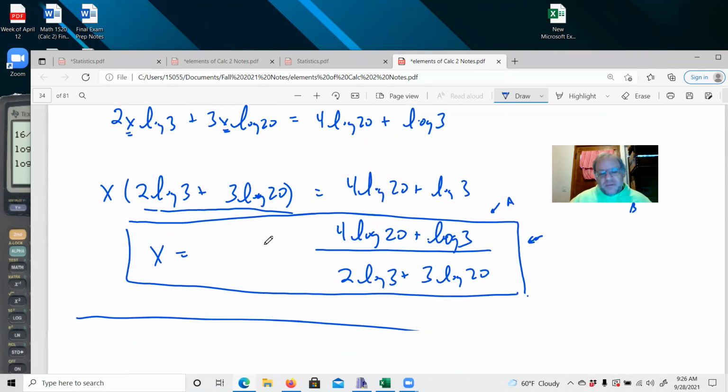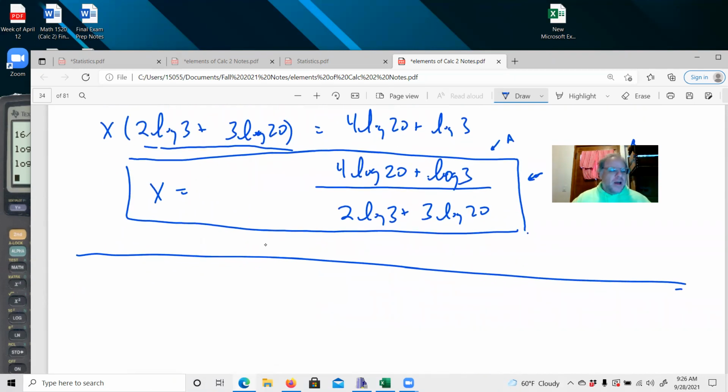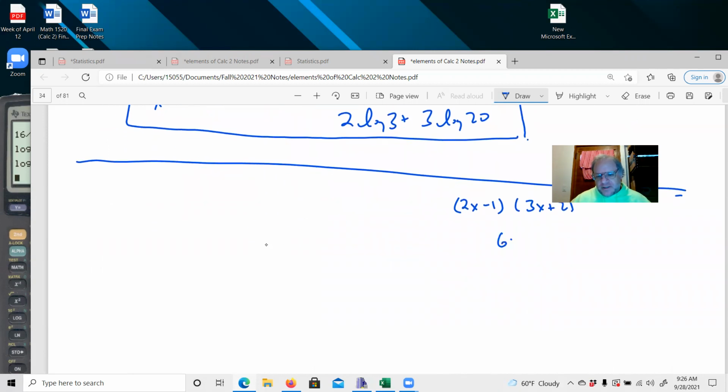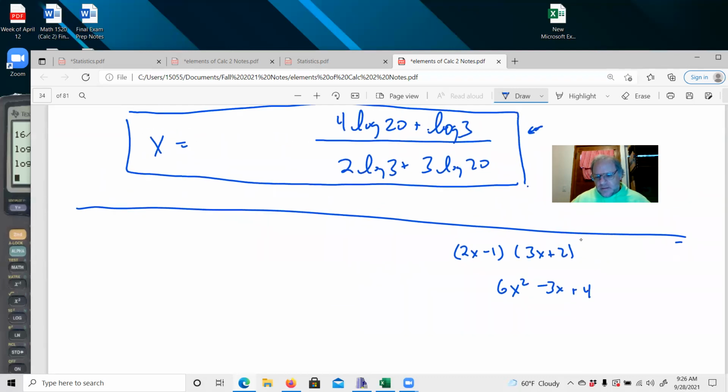All right, that's one flavor. What's the other flavor? Let's see here. Come up with a nice problem here. Pretend you didn't see this. This is 2x minus 1, and we'll do a 3x plus 2. So what do we have here? We have 6x squared. It's 3x plus 4x, right? Minus 2, so this is 6x squared plus x minus 2.